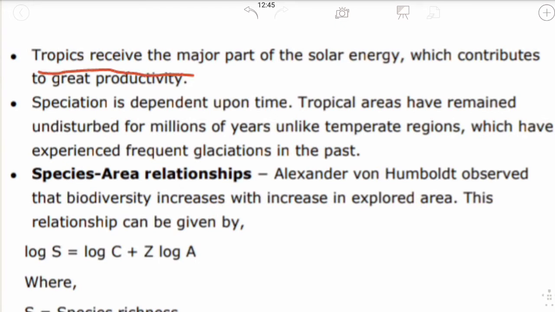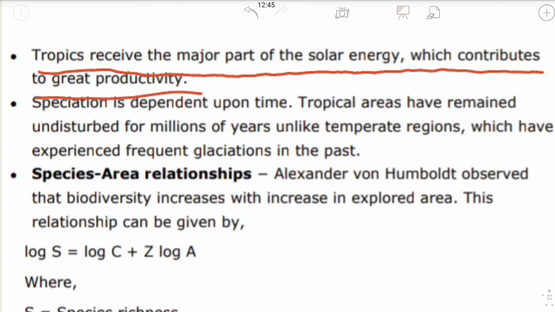Tropics receive the major part of the solar energy, which contributes to great productivity. So there is more solar energy available in the tropical region, so it will be very productive. Solar energy is helpful for a lot of purposes. We can cook with solar energy, so it is really necessary, and it gives a lot of productivity, which is why the tropics receive more solar energy.